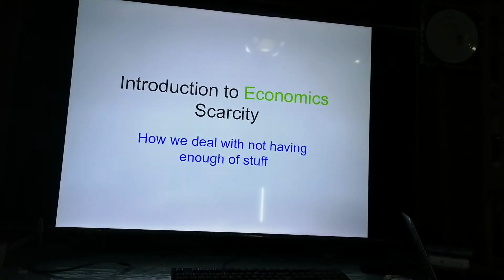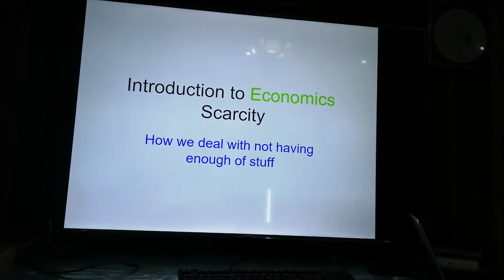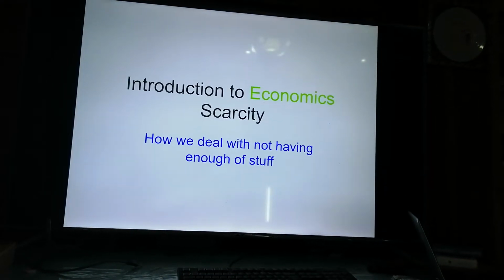Today, to students of economics, introduction to economics, taxation and reform. So this is the third topic for our subject this semester, introduction to economics, regarding the topic of scarcity.